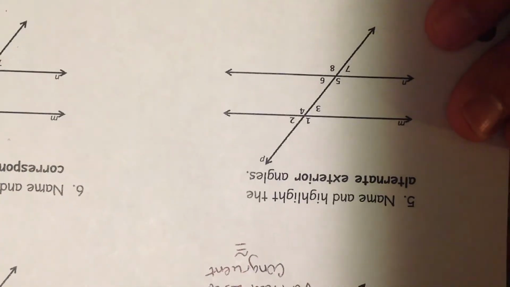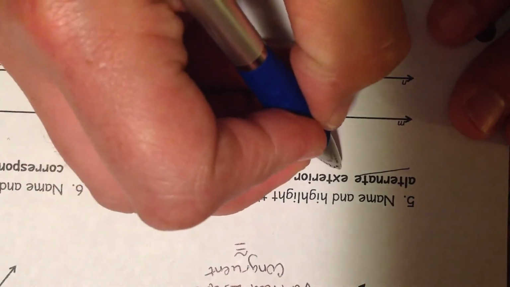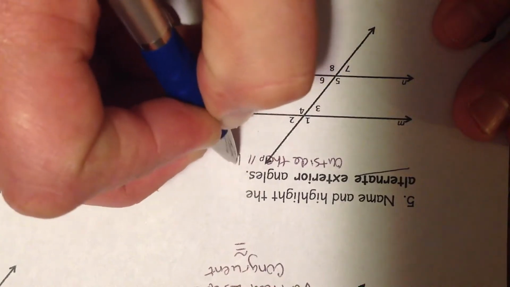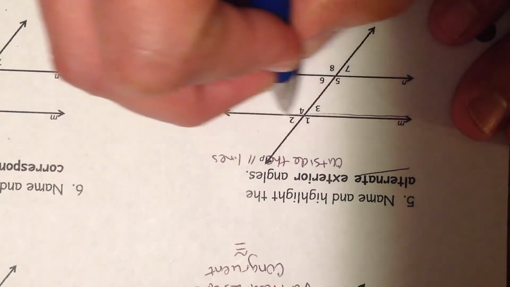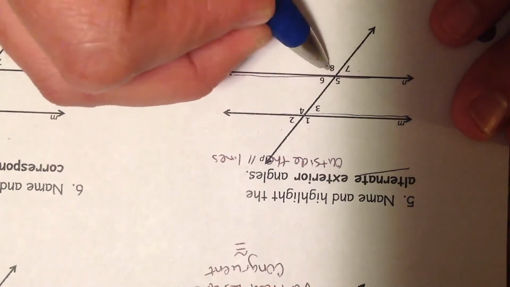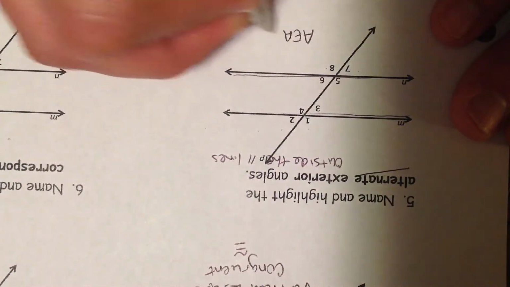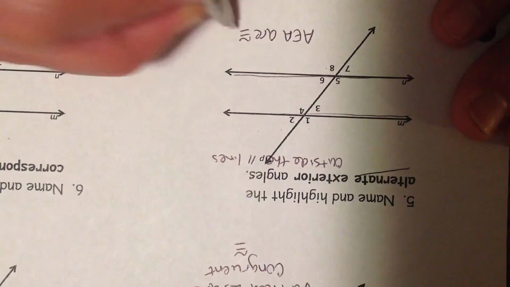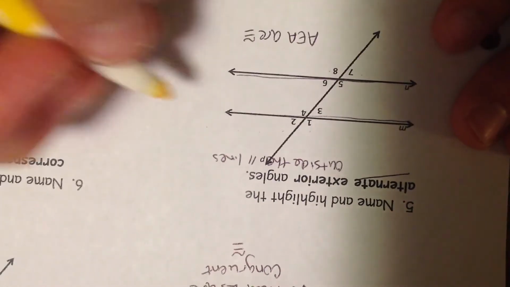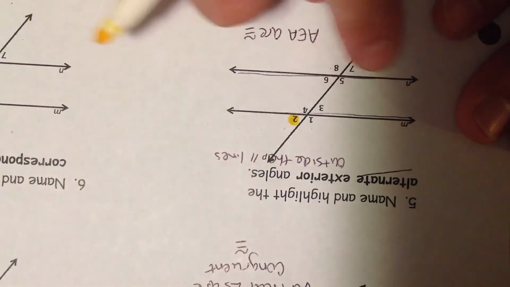Alternate exterior angles. Now again, the word alternate means opposite sides of the transversal. Exterior means outside the parallel lines. So if we're looking at these two parallel lines here, the ones that qualify for exterior are 1, 2, 7, and 8. And I will tell you that alternate exterior angles, or AEA, are also congruent. And you might be asking yourself, are they all congruent? And the answer is going to be no. There's one pair that are not.